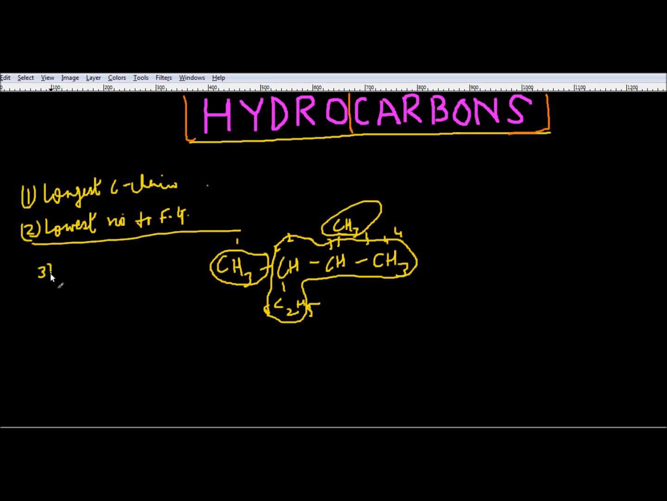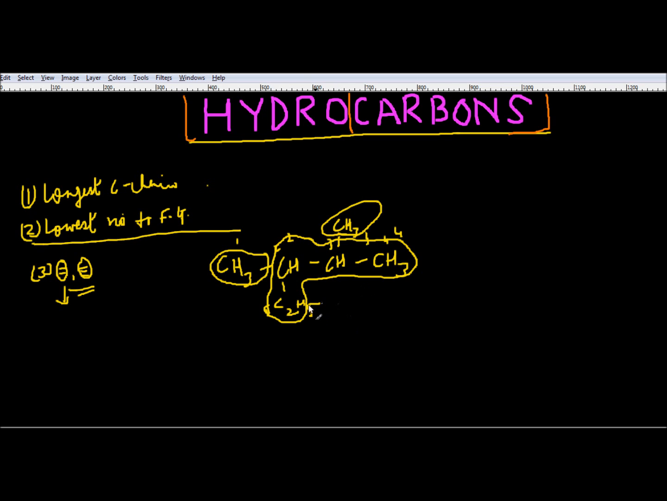The third one would be, if there are any double bonds or triple bonds, then you will give them the lowest number in this preference. Give the double bond a lower number than the triple bond. And you should check on this again with your teacher, since this is really confusing at times.